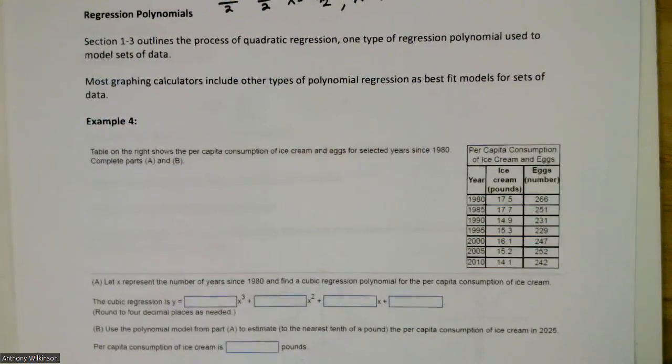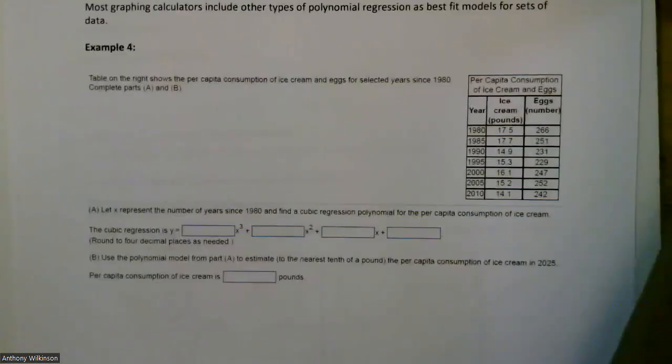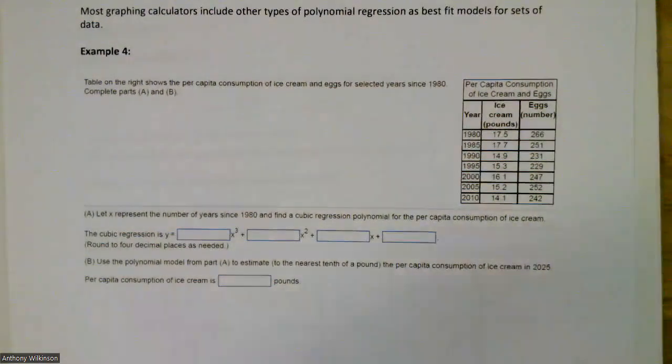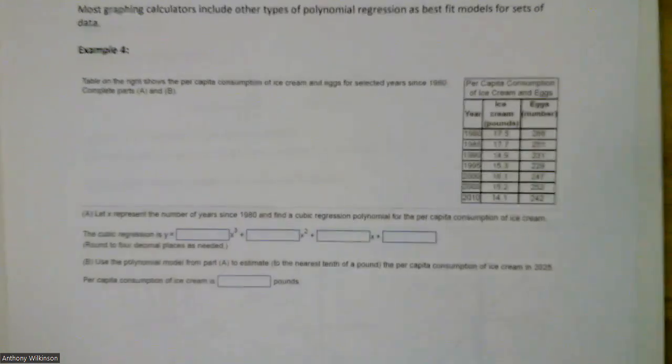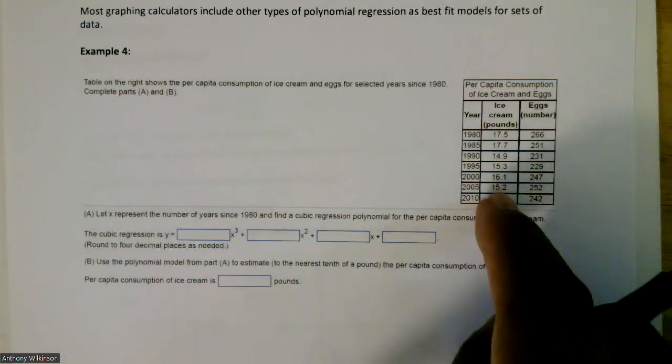All right, next we'll look at regression polynomials. Back in section 1-3, it outlines the process of quadratic regression, one type of regression polynomial used to model sets of data. Most graphing calculators include other types of polynomial regression as best fit models for sets of data, like in this example here. Here we got a table to the right that shows the per capita consumption of ice cream and eggs for selected years since 1980. Here we're going to complete parts A and B.